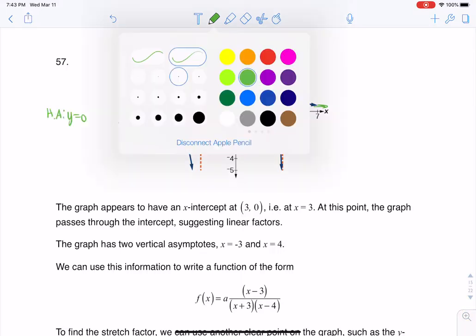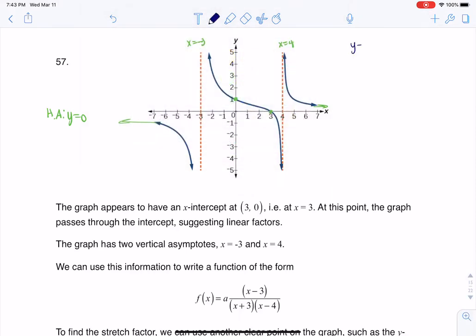So let me write up what I have in terms of my traits. I knew I had a y-intercept at (0, 1). I had an x-intercept at (3, 0). And I had two vertical asymptotes, one at negative 3 and one at 4. And last but not least, for my end behavior, I had the horizontal asymptote at y equaling 0. And if you remember from the end behavior section, whenever you have the horizontal asymptote at y equaling 0, it means the degree in the numerator of your rational function is strictly less than the degree in your denominator. So with that, let's go piece this together.